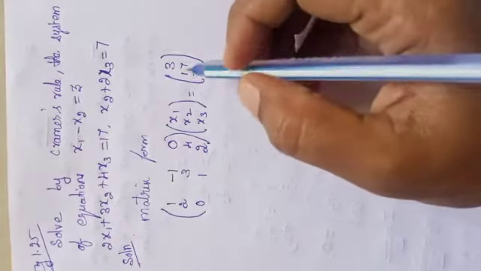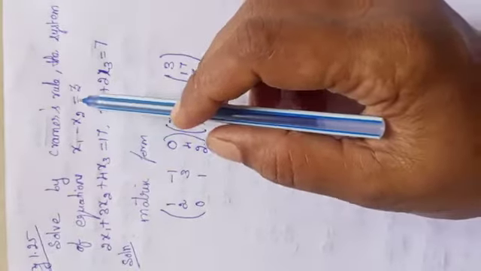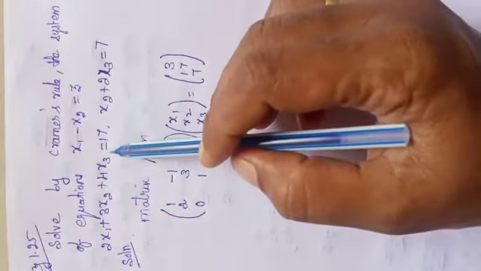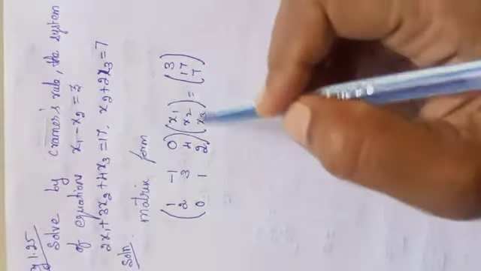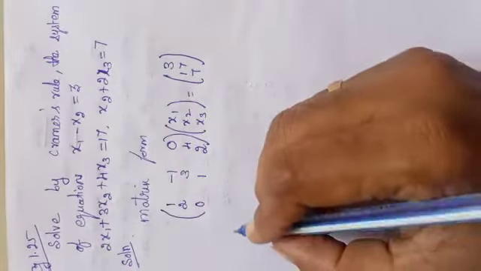Whenever we are writing the constant term, we have to check whether the constant values are on the right hand side. If it is on the left hand side, we have to bring it to the right hand side and then write in matrix form. Okay. Now shall we do it? We can find it out.